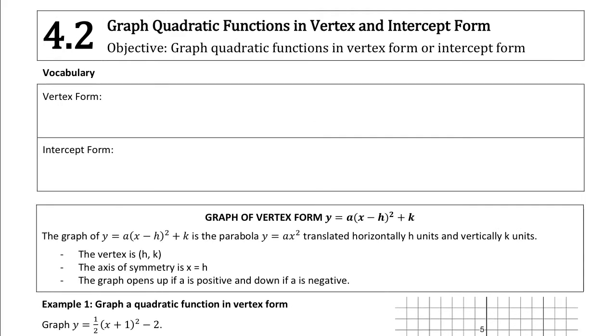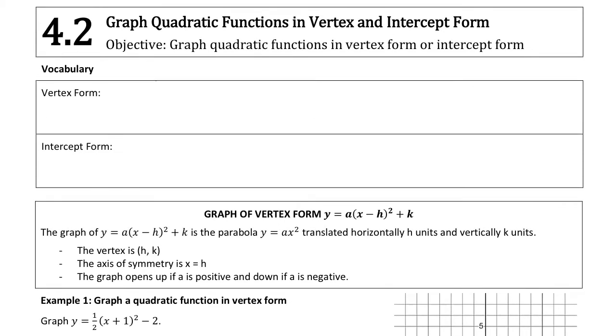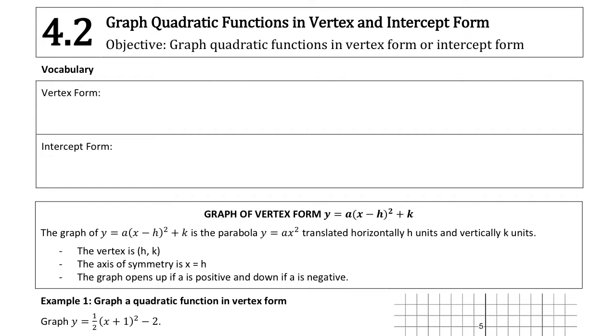Okay, so we are on to Unit 4, Lesson 2. In the last lesson, we talked about how to graph quadratic functions in what's called standard form. In this lesson, I'm going to teach you how to graph quadratics in vertex form and intercept form. So those vocabulary terms are going to be important because they outline what these forms look like and what kinds of features they give you of the graph.